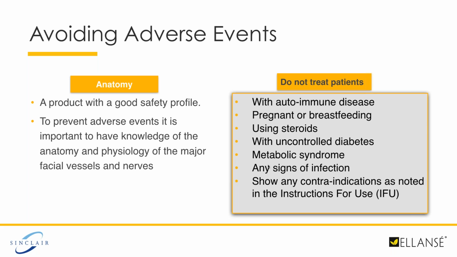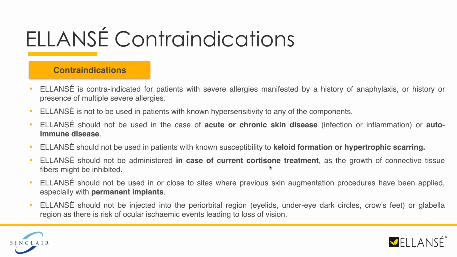Here we listed a few conditions in which patients are not good candidates for Ellanse injection, as these conditions might increase the risk of unanticipated complications. Do not treat patients with autoimmune diseases, who are pregnant or breastfeeding, using steroids, with uncontrolled diabetes, with metabolic syndrome, showing any signs of infection, or showing any contraindications as noted in the IFU.